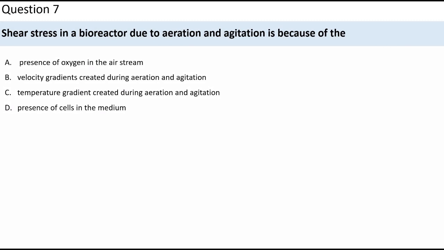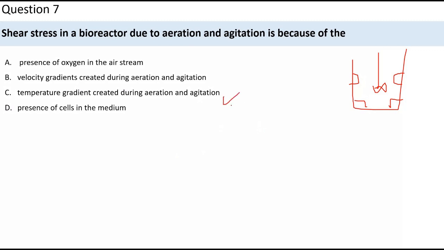So if you see the options, it's not the temperature gradient, because when aeration and agitation are proper, the dead zones, as we call them, will not form. When there is no proper mixing, then your nutrient gradient as well as your temperature gradient might form. Whereas when there is proper mixing, these dead zones will not form at all, and this temperature gradient will not cause any shear stress in the bioreactor.